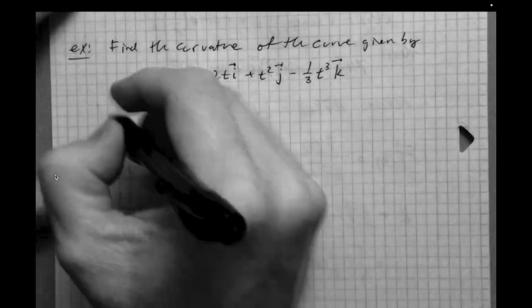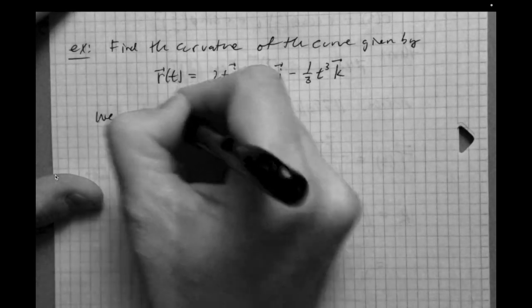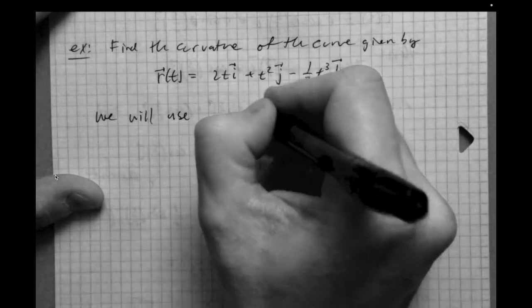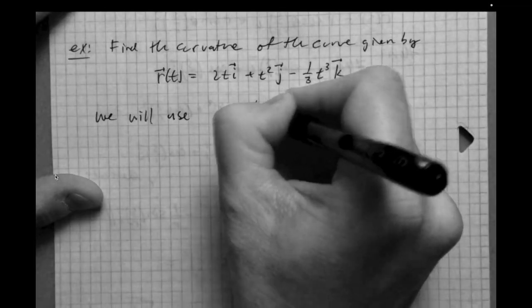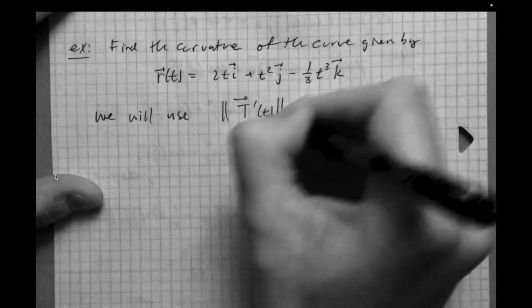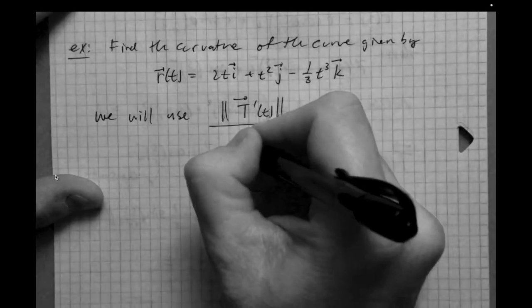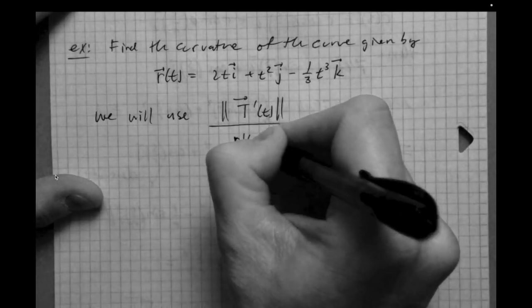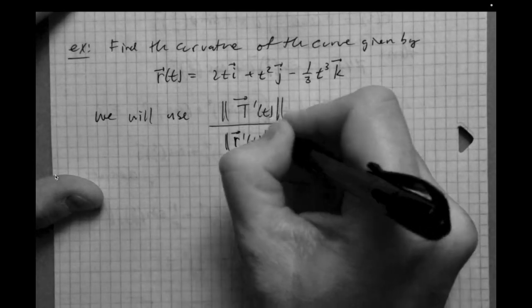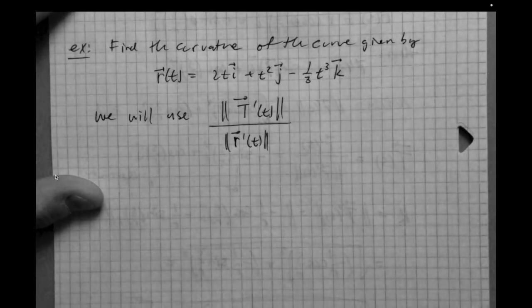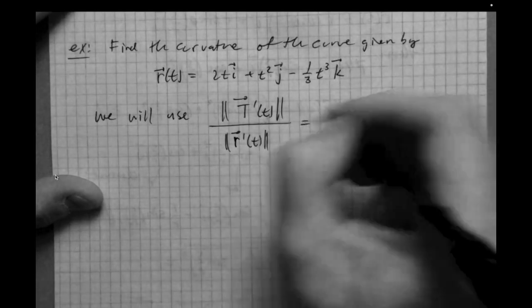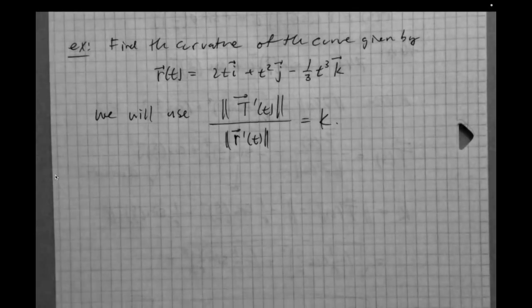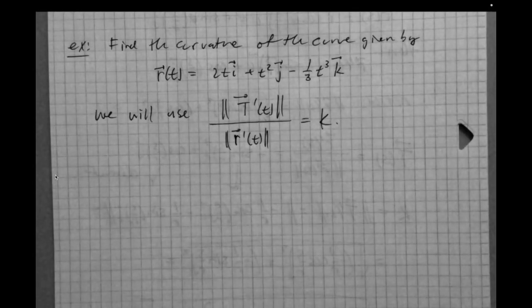So what we're going to use is the derivative of the unit tangent vector, take the norm of that, and then divide that by the norm of the derivative of vector r, and that's going to be our k. This is the formulation we just talked about. So we're going to use this. Okay, so let's go ahead and do this.